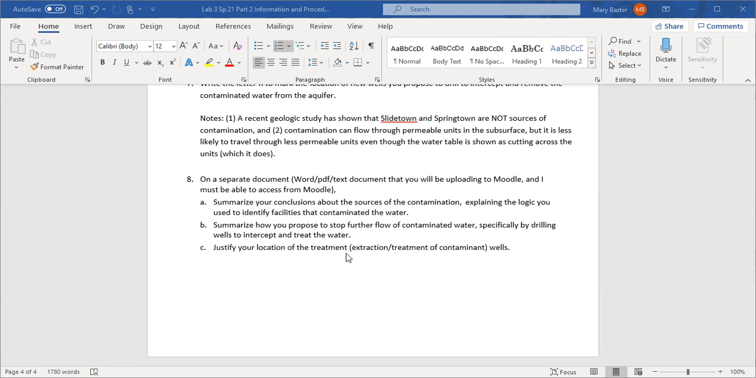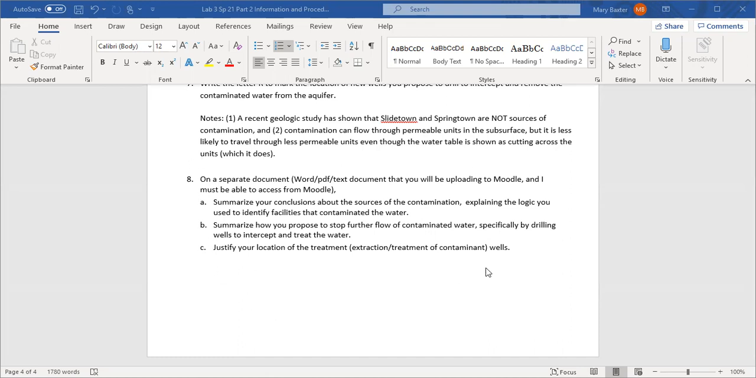And then third, justify your location of the treatment of contaminant wells. So where you've put your R's on that map, you're going to say, okay, I think this is a logical spot to put these wells that we're going to pull water out and treat it and put it back in. Okay.